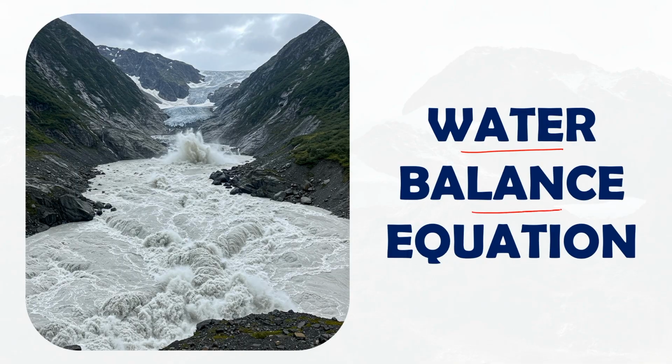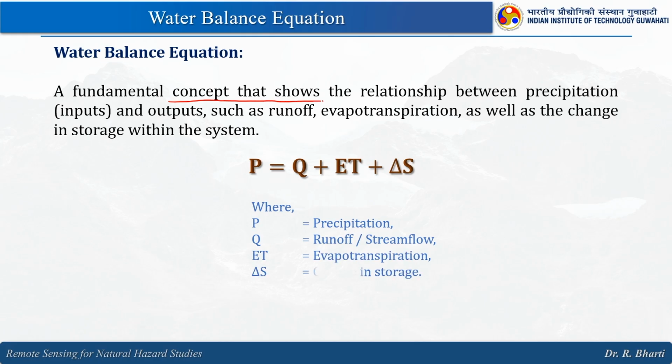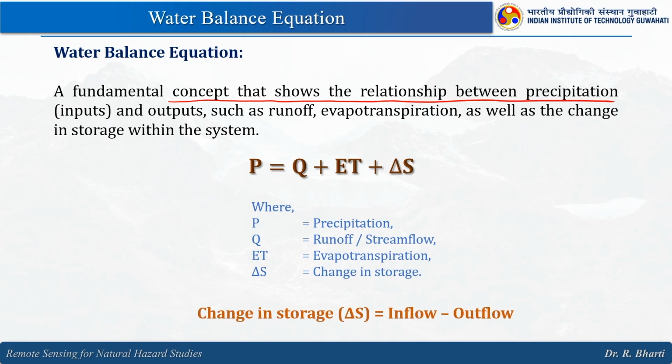So before I continue with the flood, let us talk about the water balance equation, because this is one of the very important aspects and fundamentals that you need to know when you are working with the flood, right? The water balance equation is a fundamental concept that shows the relationship between the precipitation, that is your input, and the output such as runoff, evapotranspiration, as well as the change in storage within the system, right.